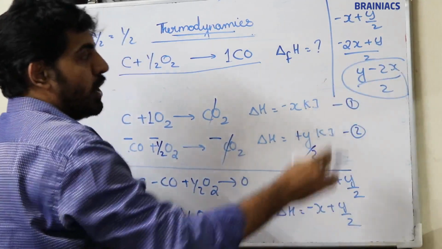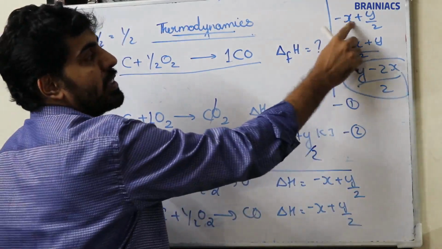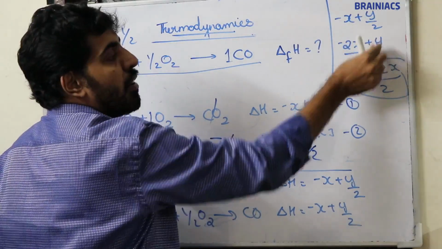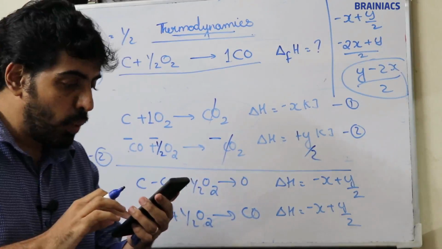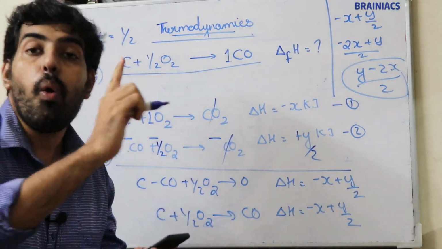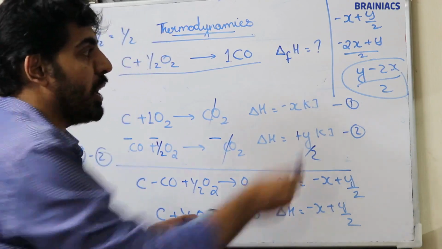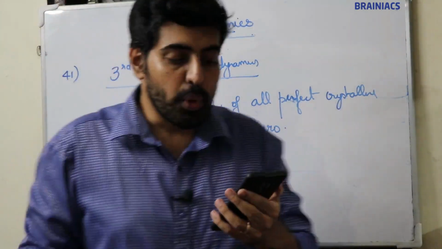So delta H value is minus x plus y by 2, multiplying with 2, that is minus 2x plus y by 2, or y minus 2x by 2. Y minus 2x by 2. Answer is option 1. I think we got the answer. I think it's clear.